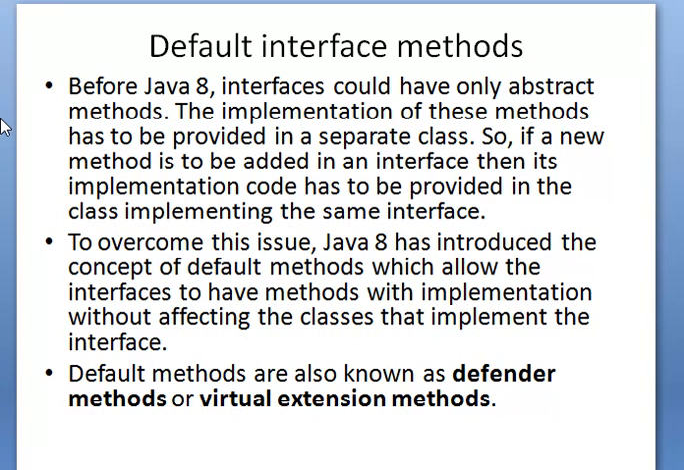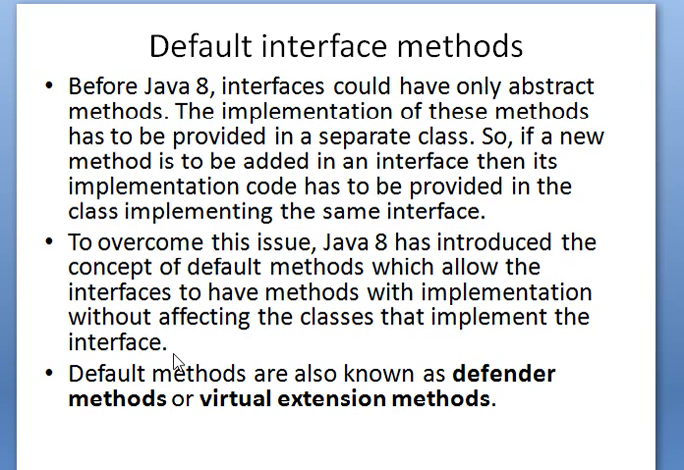To overcome that issue, Java 8 has introduced the concept of default method, which allows the interface to have methods with implementation without affecting the classes that implement the interface. It means that if we are giving a definition of a method inside an interface, then that method should be a default method. In short, in an interface we can keep the definition of a method also, but that method should be a default method. So the default concept comes into the picture.